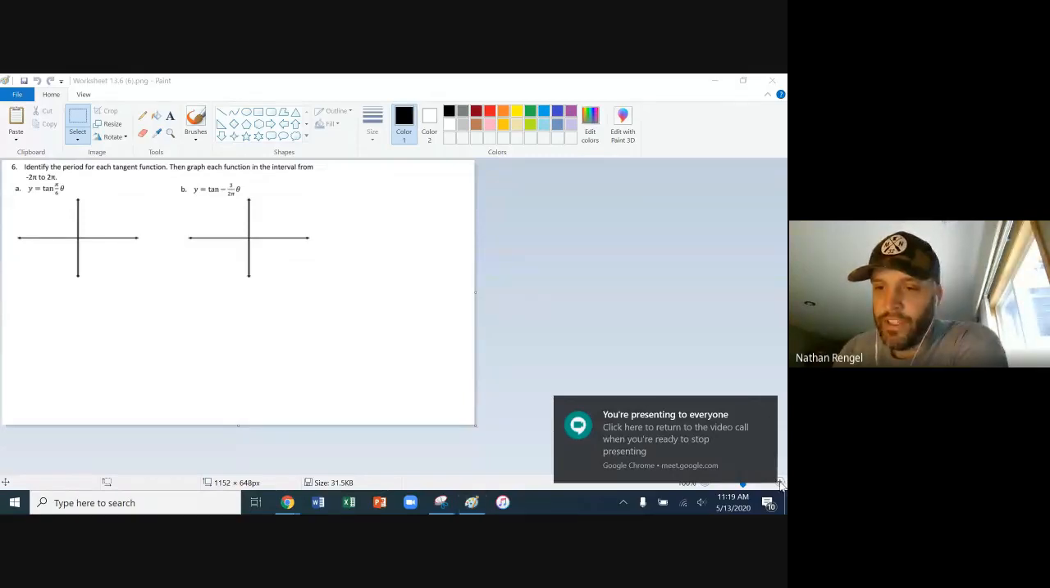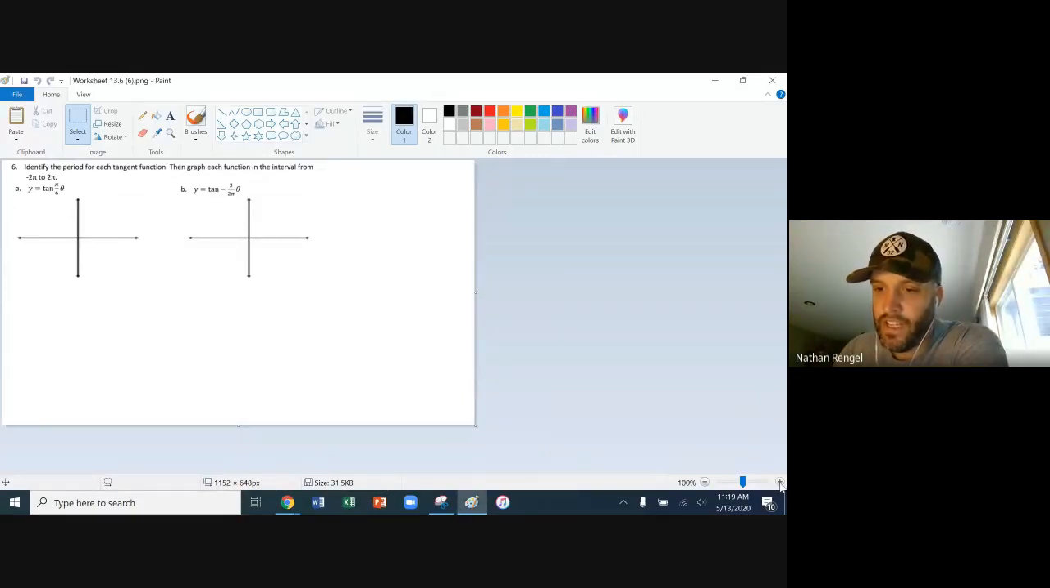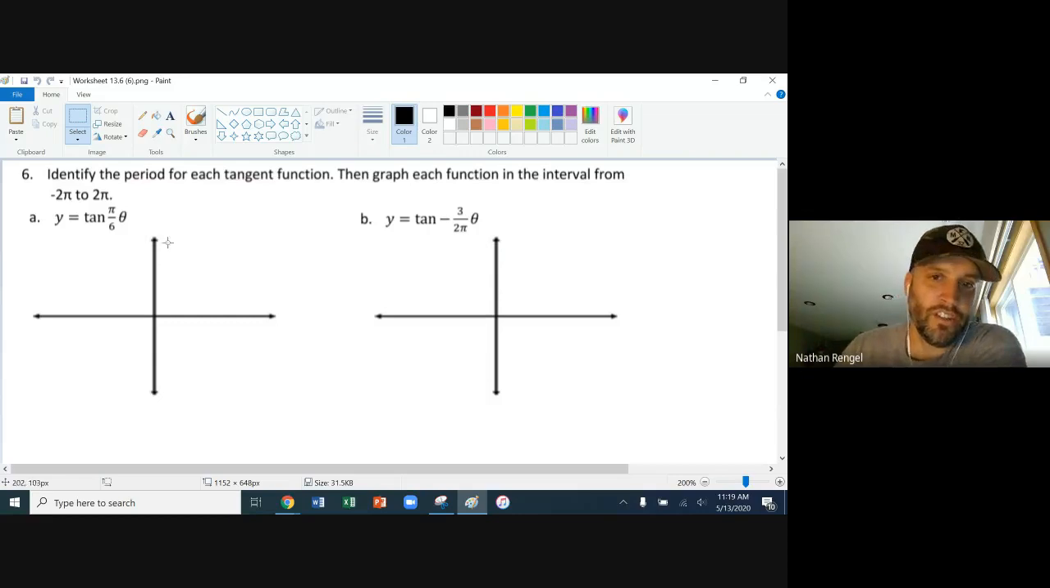To graphing tangent, graphing sine, graphing cosine. You've got to start finding all those values, the a, the b, the period, and now for a tangent, we've got to find the asymptotes. So we're going to start with our a value. So a in this case is going to be 1. The b is going to be pi over 6.